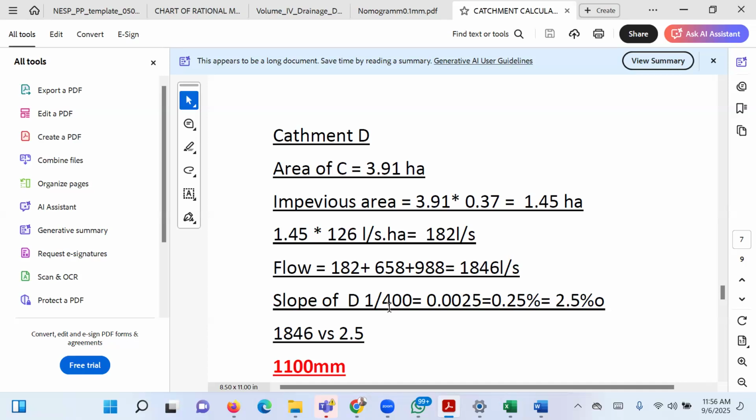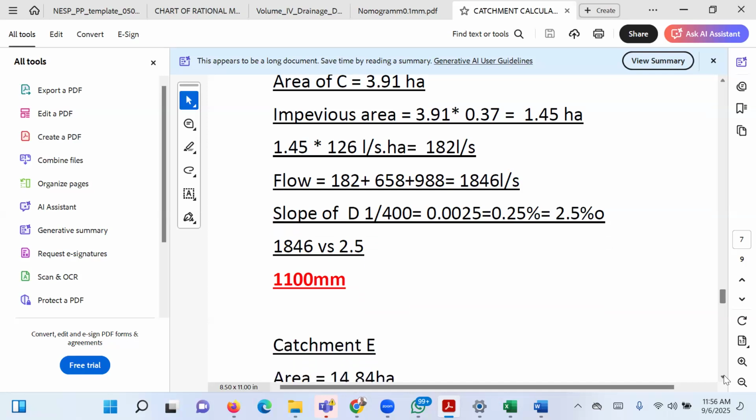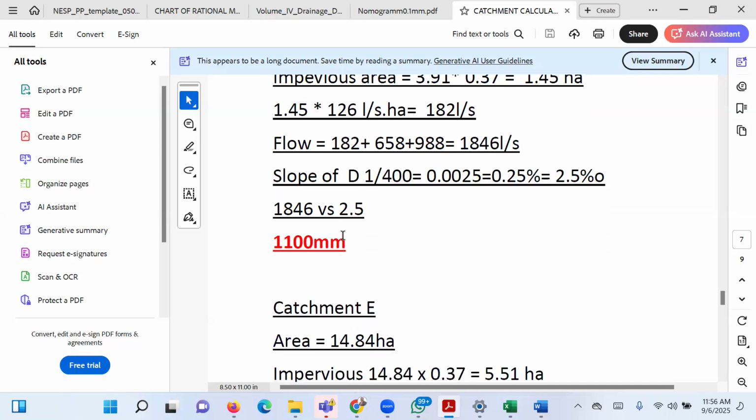And the slope is 1 in 400, which is 0.25%. So going to the chart now, we're going to get a pipe size of 1,100 mm. Remember, this is a surface area, gentlemen. So at the end of the day, you can decide to use a different shape of pipe, but the surface area must remain. Are we together? This is for circular pipe. If you're using trapezoidal, you just make sure that the surface area is equivalent to an 1,100 millimeter pipe.